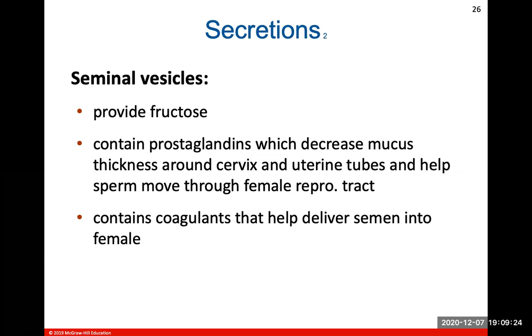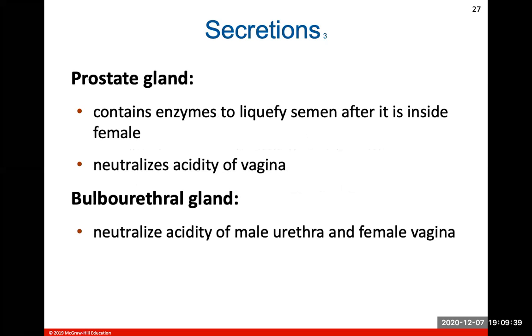The seminal vesicles will provide fructose and prostaglandins that decrease mucus thickness around the surface and in the uterine tubes to help the sperm move through the female reproductive tract. It will also contain coagulants that help deliver semen into the female. The prostate gland contains enzymes to help liquefy the semen after it is inside the female, and also helps to neutralize the acidity of the vagina. The bulbourethral gland will help to neutralize the acidity of the male urethra and the female vagina.